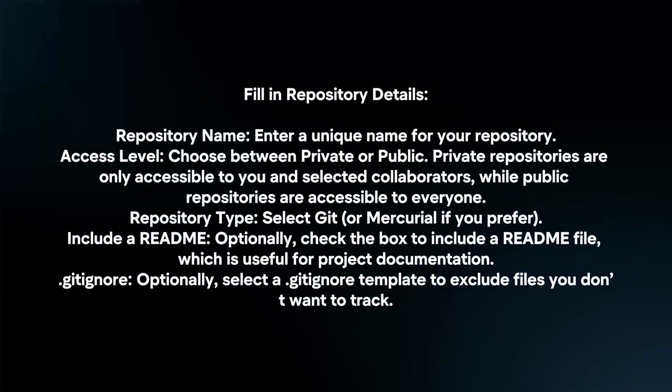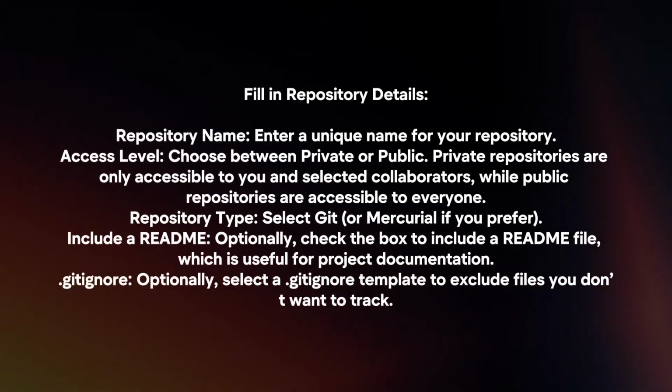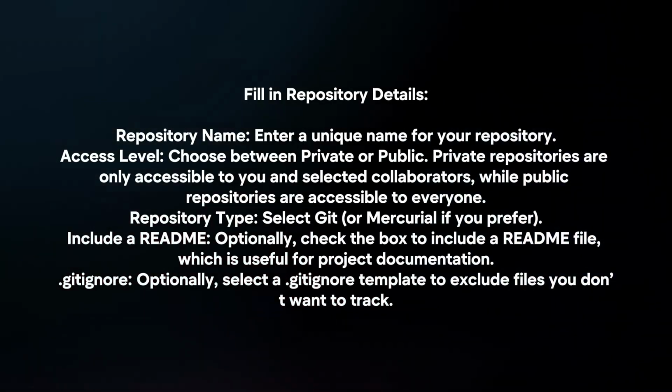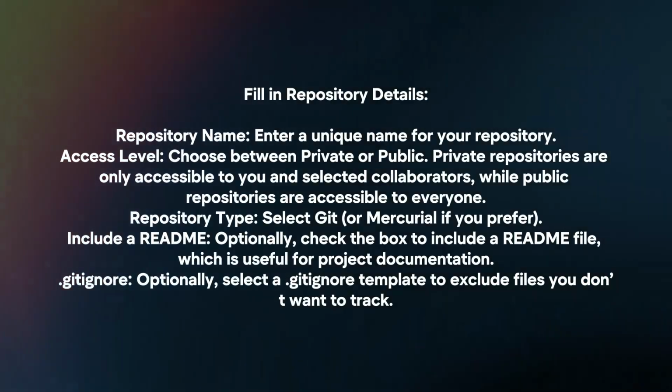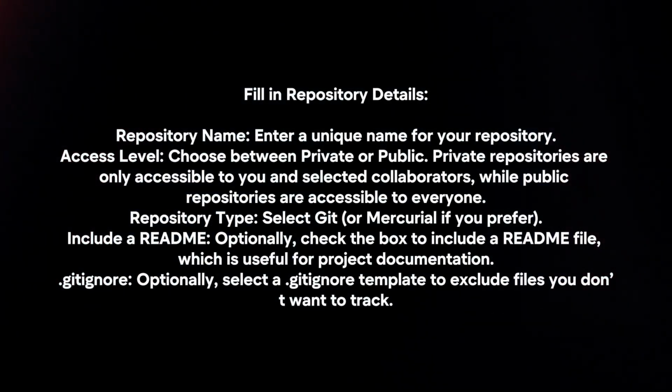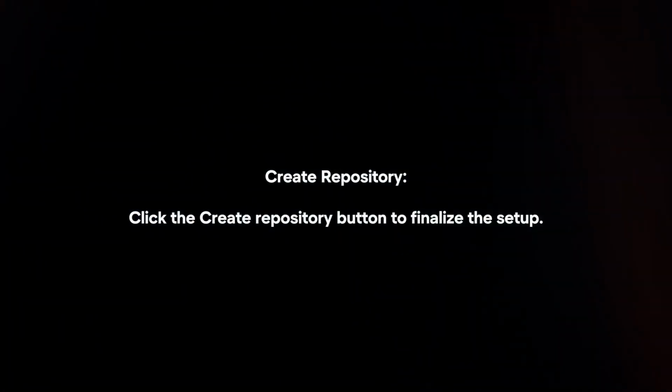Repository type: select Git. Include a README: optionally, check the box to include a README file, which is useful for project documentation. Git ignore: optionally, select the Git ignore template to exclude files you don't want to track. Create repository. Click the Create Repository button to finalize the setup.